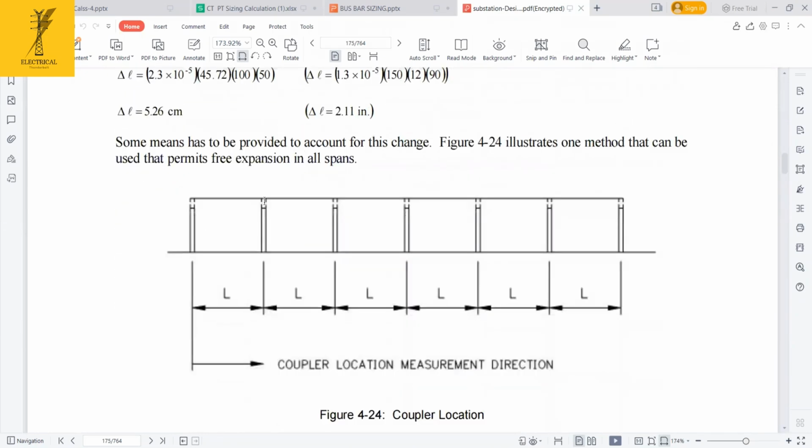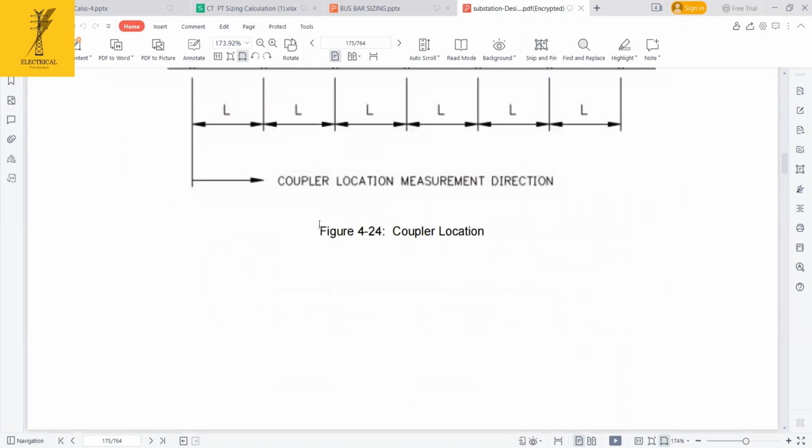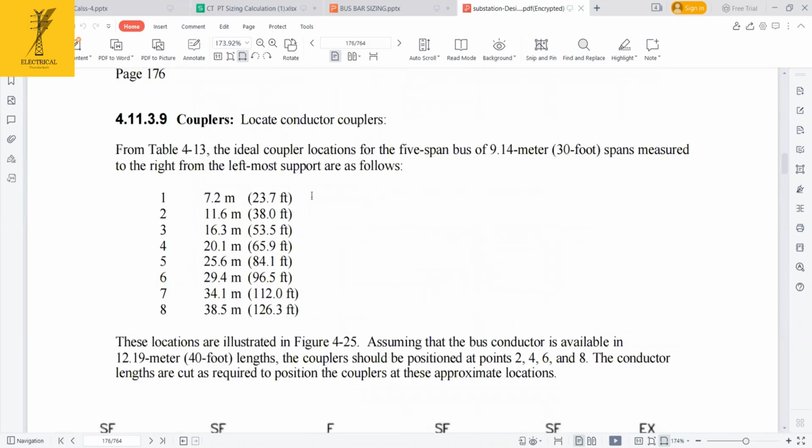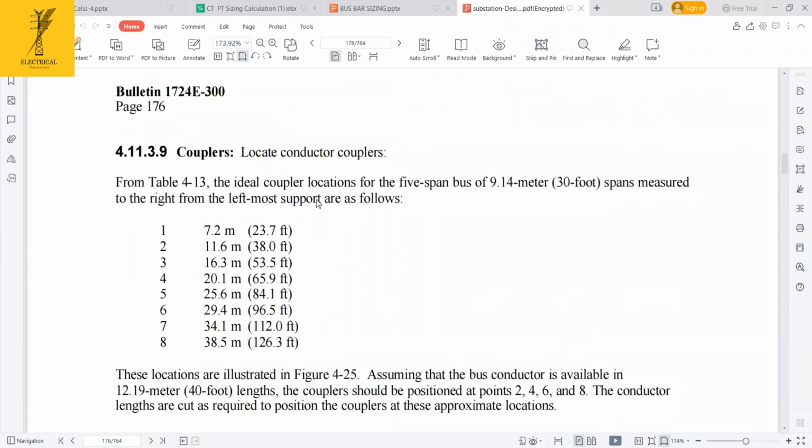Based on this thermal expansion, I have to provide the couplers. So coupler location: locate the conductor couplers. How am I locating? From table 4.413, generally, before also I didn't explain to you about the couplers. As the temperature of the conductor increases, longitudinal expansion occurs. If the bus system is not provided with means to absorb this expansion, insulators on other connected equipment may be damaged.